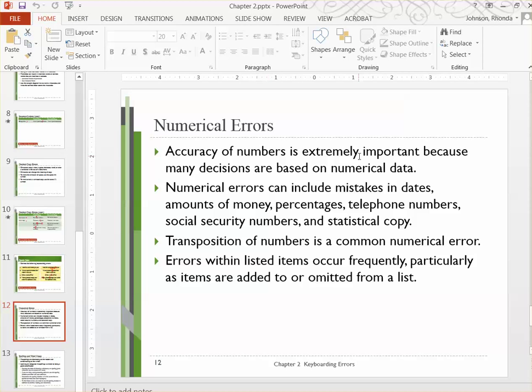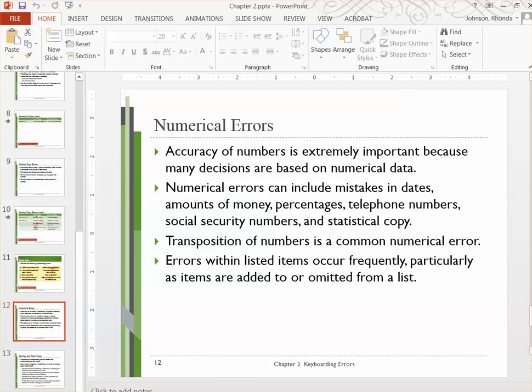So accuracy of numbers is extremely important because many decisions are based on that. Whether or not we can move forward with a project, whether or not we can afford to give employee raises, or just showing that we have spent money in the right areas. We want to make sure that we're having accuracy and transparency in where our money is going.